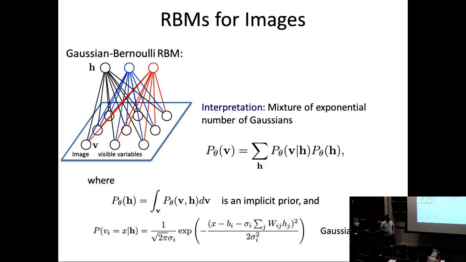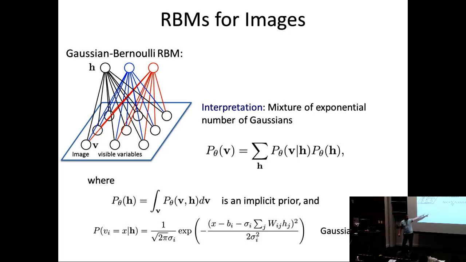Now, the other interpretation is that you can think of RBMs as a mixture of exponential number of Gaussians, which is an interesting interpretation that requires a little bit of thinking. It's a little bit of a bizarre interpretation, but nonetheless a powerful one, right? If I look at the probability of V, where V is my image, it's the sum over H of the conditional probability of V given H, times the prior probability of H. I can always write it down this way.